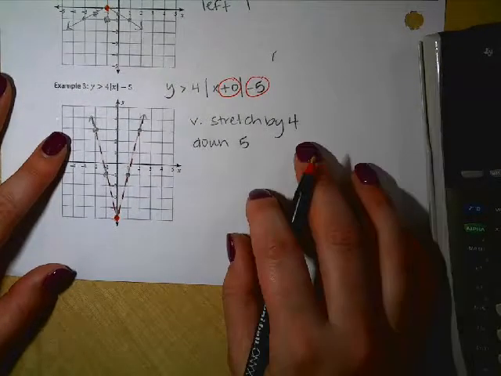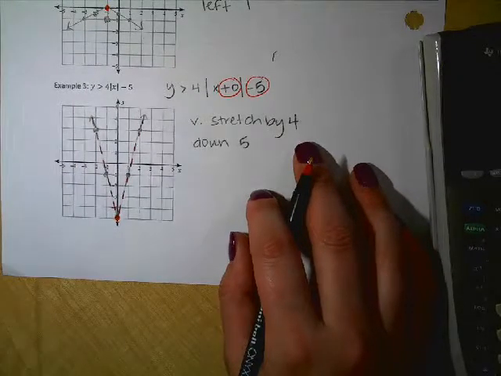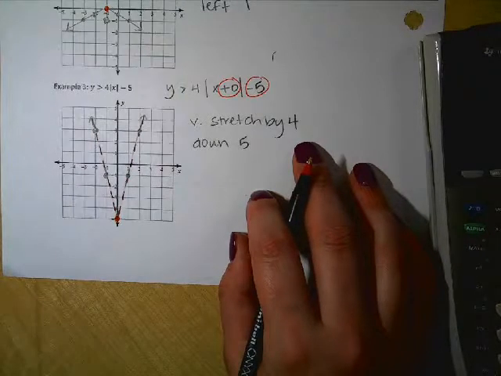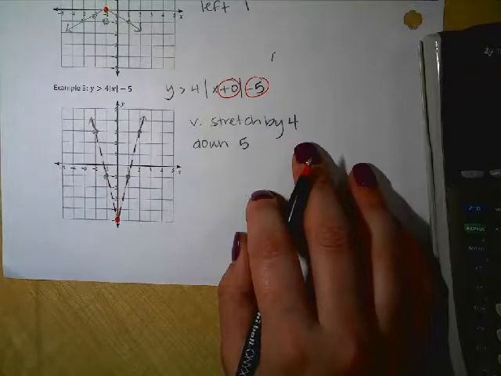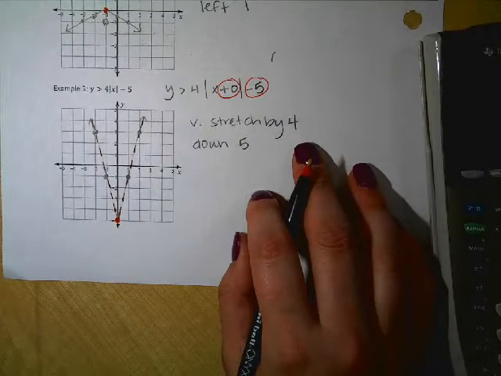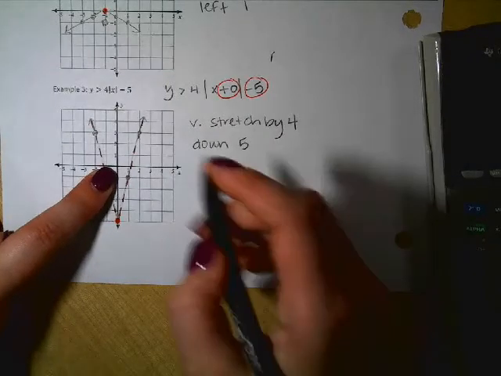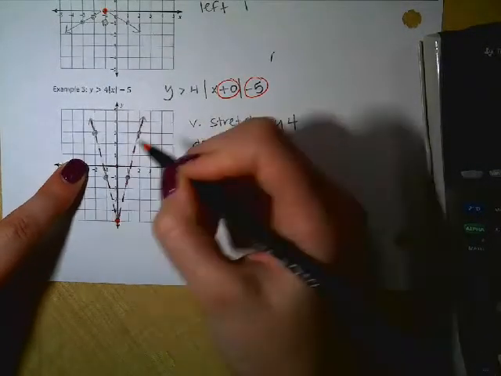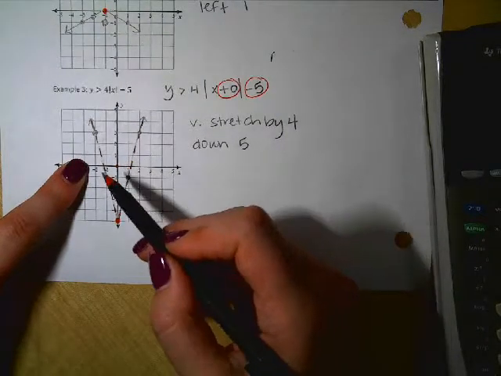Okay, what else do we have to do? Shade. We have to shade. So the shading is going to be a little bit different with this because we don't have a right side and a left side. The way that you shade when you do absolute value is you have an inside and an outside. Does that make sense? So we're going to check 0, 0. If it's true, we will shade inside the absolute value. If it's not true, we will shade outside.